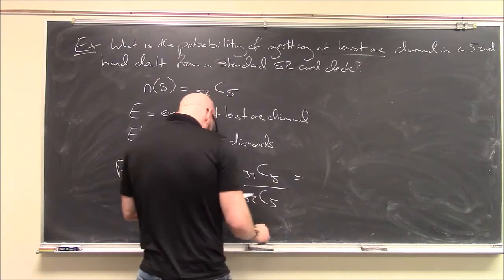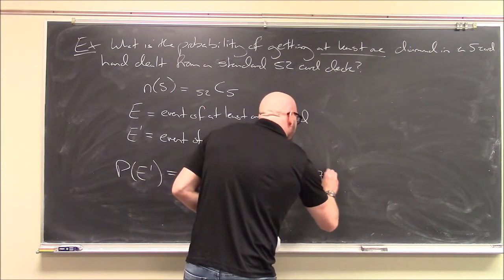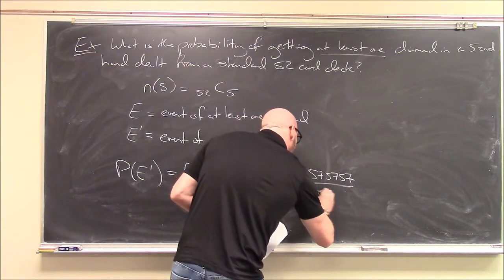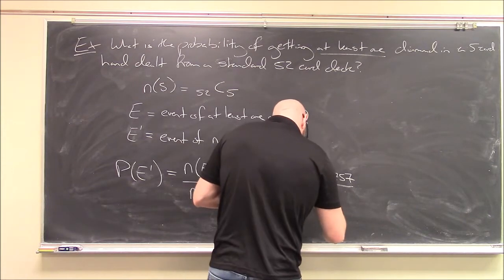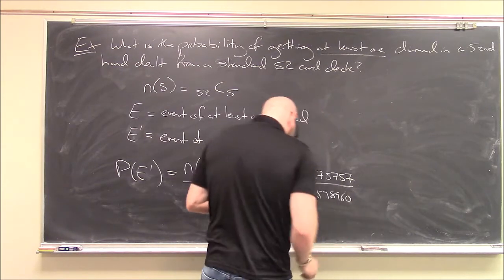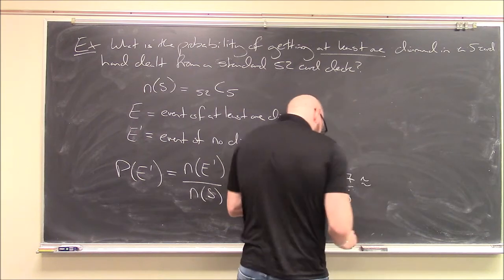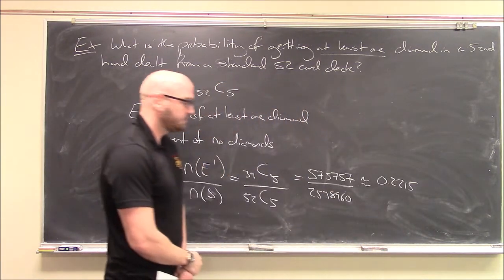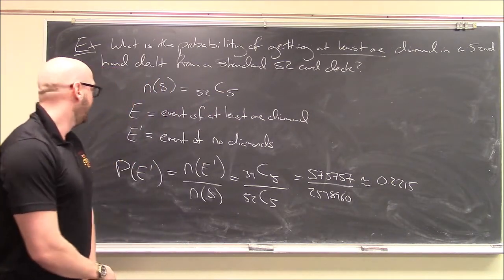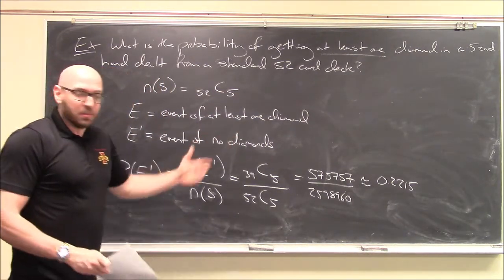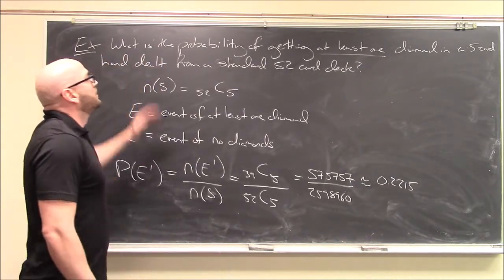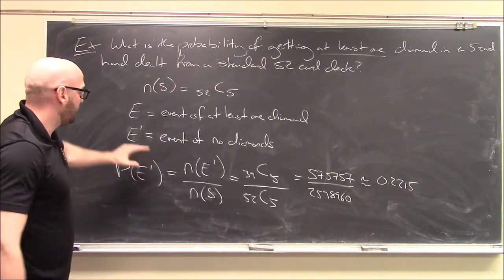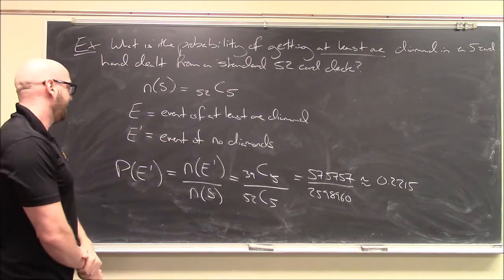I plugged both of these into a calculator. I got 575757 over 2598960, which is about, I rounded it to 4 decimal places, about 0.2215. Again, the answer's rounded there. But of course, this is not the answer to the problem, because it's asking what's the probability of getting at least one diamond. It's asking what's the probability of E. We found the probability of not E, of E complement.